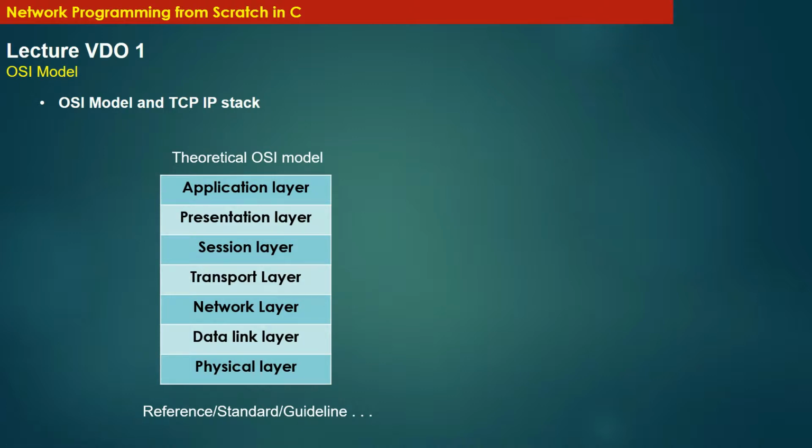As you can see in the diagram, the theoretical OSI model consists of 7 layers. The physical layer is at the bottommost, followed by the data link layer, network layer, transport layer, session layer, presentation layer, and application layer. This is what your standard book says. As I said, each layer in the OSI model is tied to a particular functionality, and that layer performs only that functionality.